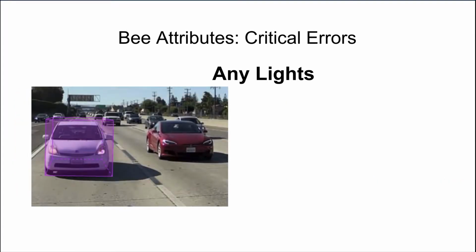Critical errors can be made on any lights, so we want to avoid those. Clearly we have a car with its headlights on facing the SDC, which we can see in camera view very easily, and its any lights attribute is set to off. This is a critical error. We can clearly see that the lights are on, and we want to set the any lights attribute to on.